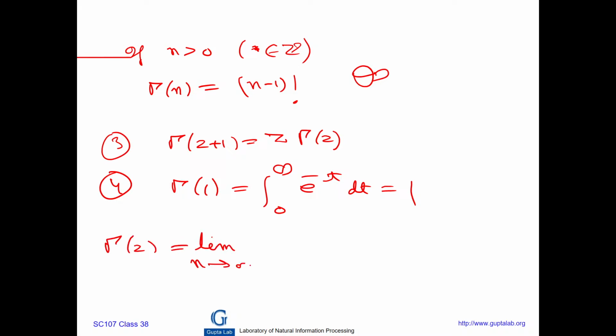There is an alternative definition of the gamma function. Limit n tends to infinity, factorial n times n raised to power z divided by z, z plus 1, z plus 2, up to z plus n. That's another formula. इन सब का प्रूफ चाहिए होगा. प्रूफ तो अभी नहीं है हमारे पास, but this is another very interesting result.